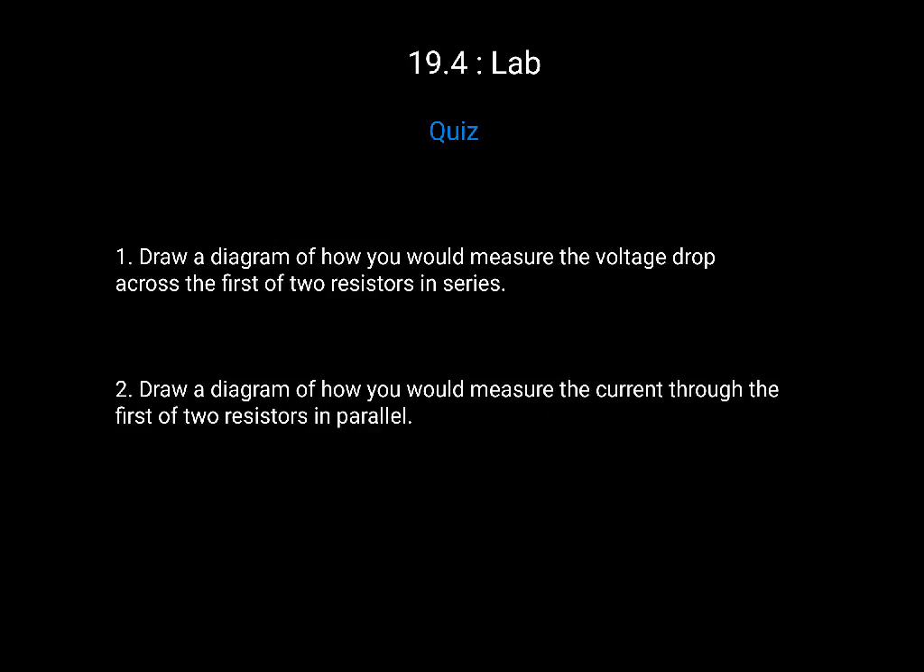Like I said, this was going to be a pretty short and sweet video. So here's the quiz for you all for 19.4. First, how would you measure the voltage drop across the first of two resistors in series? So if we have two resistors in series, how would you figure out what the voltage drop is across the first resistor using a voltmeter? The next problem is to do the same, but instead of figuring out the voltage, we want to figure out the current. And instead of the resistors being in series, we're going to ask if the resistors are in parallel. So what is the current through the first of two resistors in a parallel circuit?